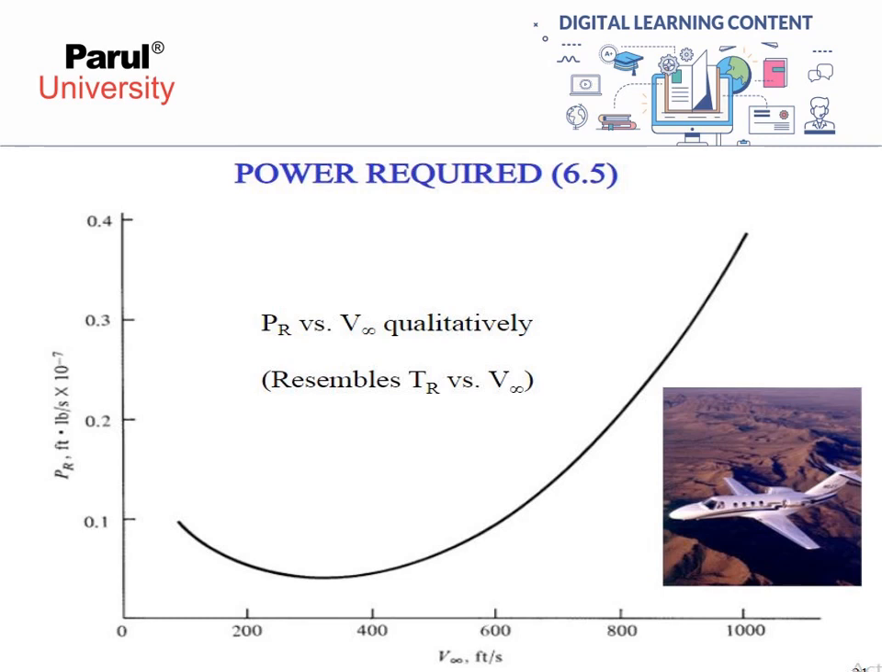Now the power required versus free stream velocity, qualitatively very simple, like thrust required versus V infinity. Power required and thrust required, right? The graph will be similar. PR, power required, is on the y axis and V infinity is on the x axis, and the graph between them is nothing but power required. You can see it is similar to the thrust required curve, right?